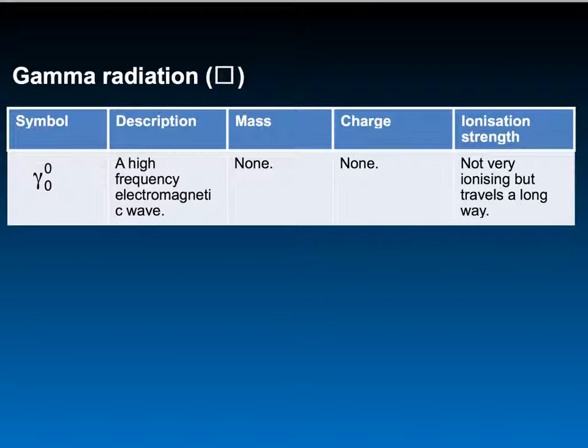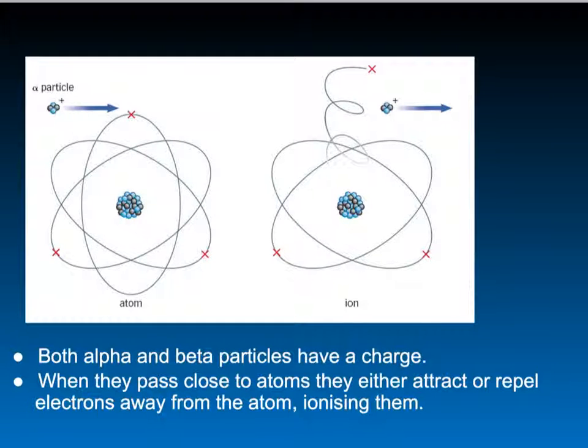And the last type of ionizing radiation is gamma radiation. It's given the symbol gamma. Its mass number is 0 and its proton number is 0. It's a high frequency electromagnetic wave. You might remember it from the electromagnetic spectrum. It's got no mass, it's got no charge. It's not very ionizing as it doesn't have a charge, and it can travel a very long way. It's very penetrating.